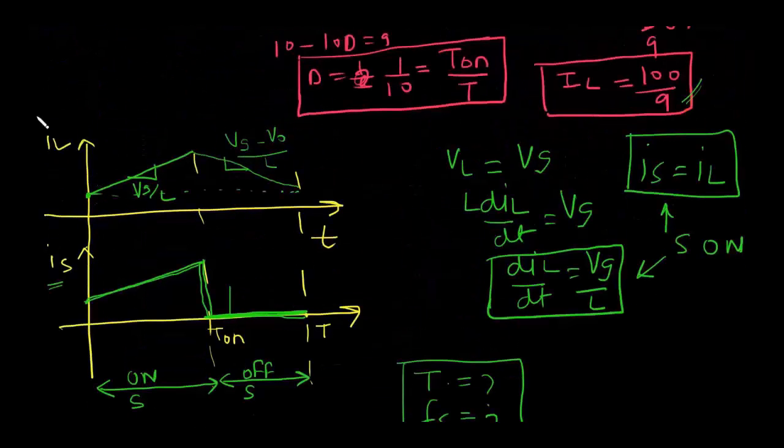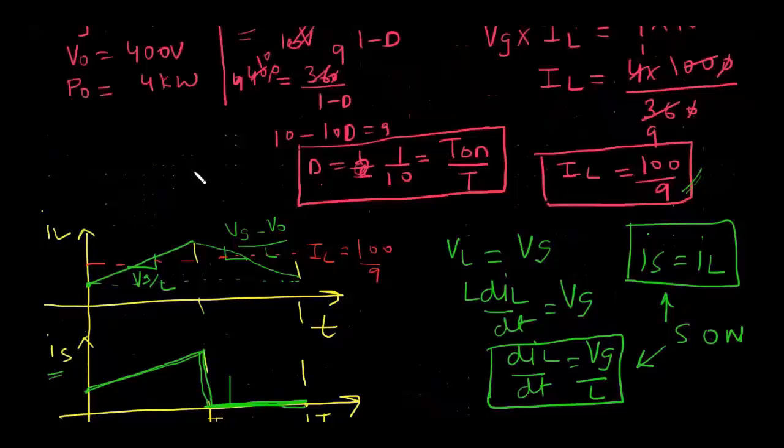And the average value of the inductor current is 100 by 9. So this is the ripple portion, and here is the average value. We can neglect the ripple portion and make the inductor current constant at IL.